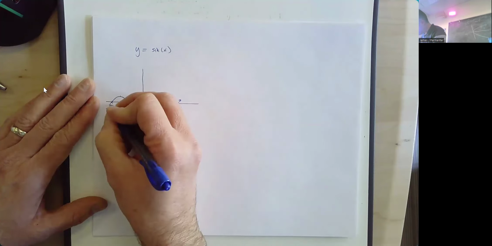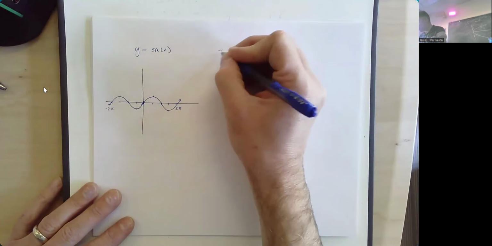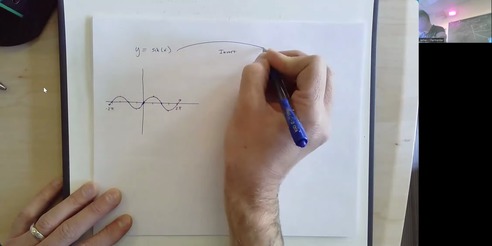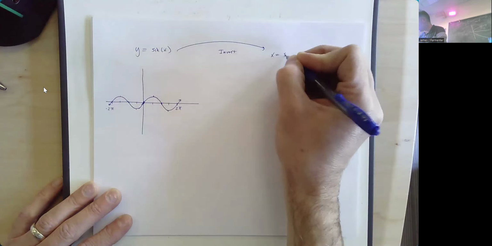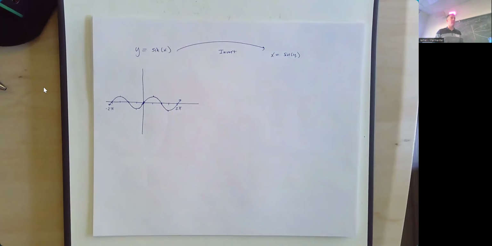So when you're inverting a function, or I should say inverting the relationship to get a new graph, you're just changing x and y. So if I invert, I'm going to get x equal to sine of y. Now, if I just graph that, it's not going to be a function. It's going to look like the sine graph, but on the y-axis instead of on the x-axis.